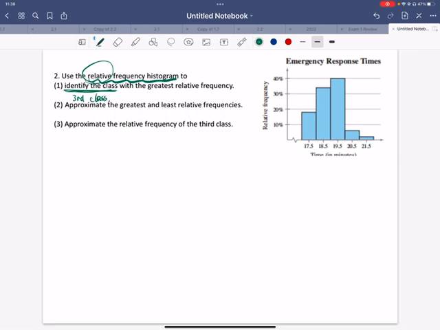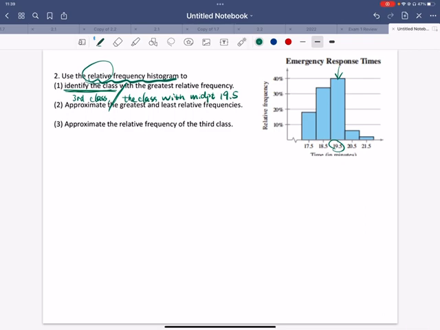That's fine. Or we say the class with midpoint 19.5, which is here, and that's true. Either way, your answer is good. Either you answer the third class or say the class with midpoint of 19.5.